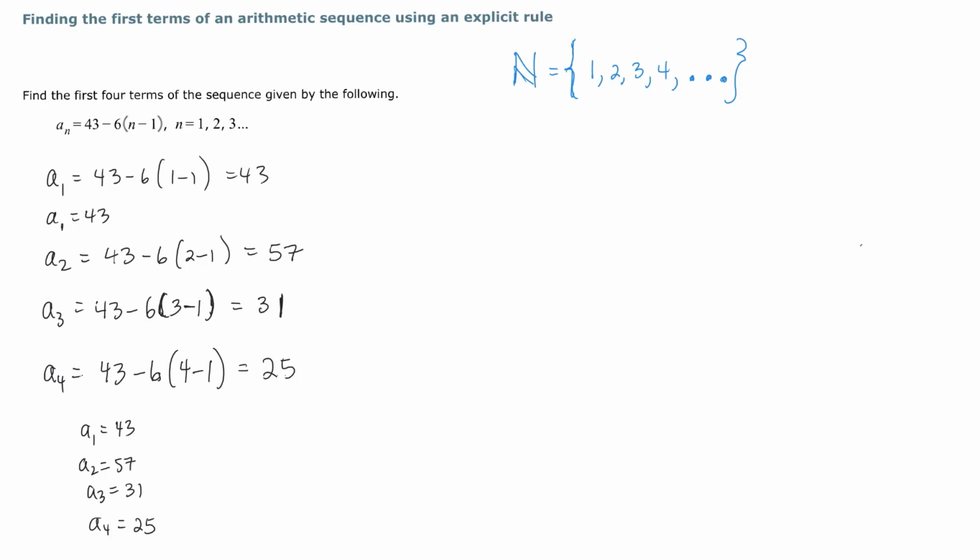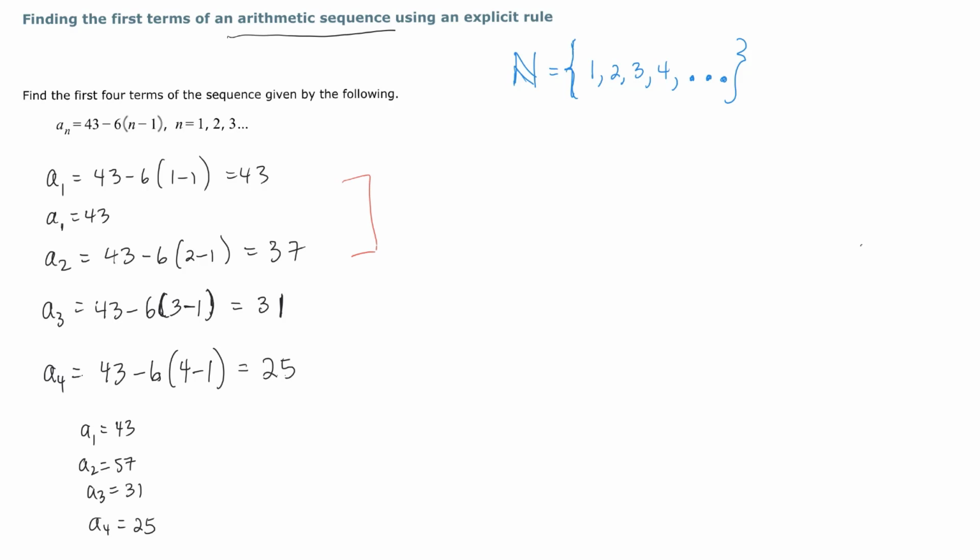Wait a second here. Something doesn't seem right. 43 minus 6 is not 57. Shame on me. What's 43 minus 6? 37. That sounds better. This was an arithmetic sequence, and remember, in an arithmetic sequence, there is a common difference.